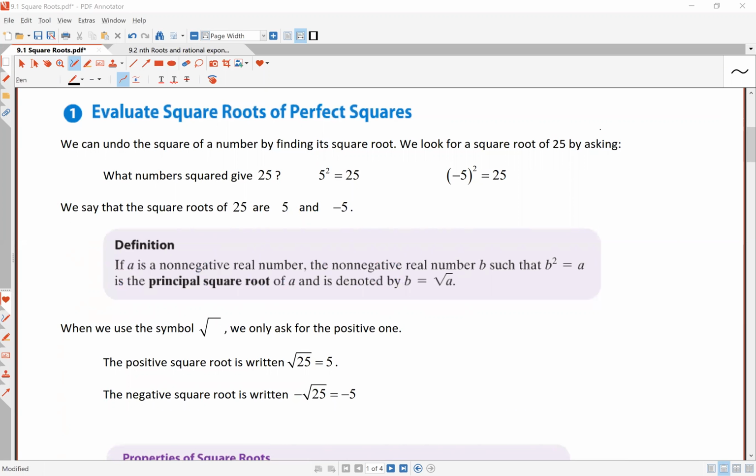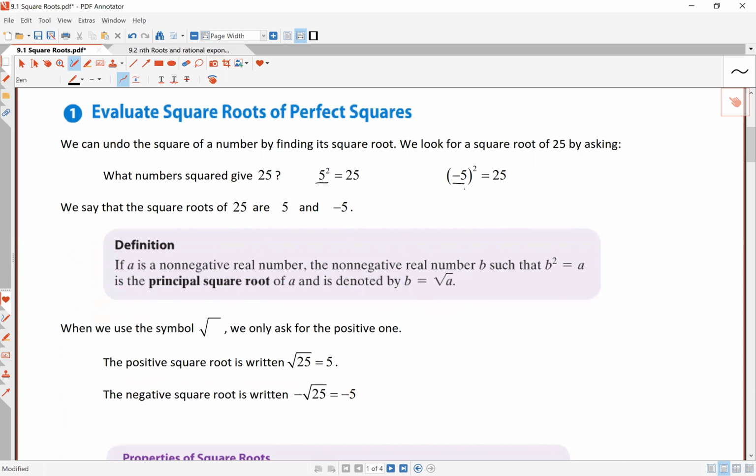We look for a square root of 25 by asking, what number would you square to get 25? One number that you can square to get 25 is 5, and the other number is -5. So we say that the square roots of 25 are 5 and -5.